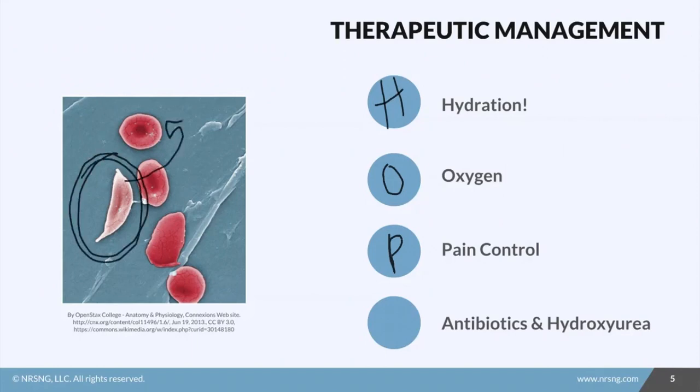The second thing we're going to be doing is considering oxygen. If the patient's hypoxic, they should be placed on O2. And then, of course, you need to get them some pain medications. This is so important because the pain is so severe during a crisis. And this pain is on top of the chronic pain that they already live with every single day.